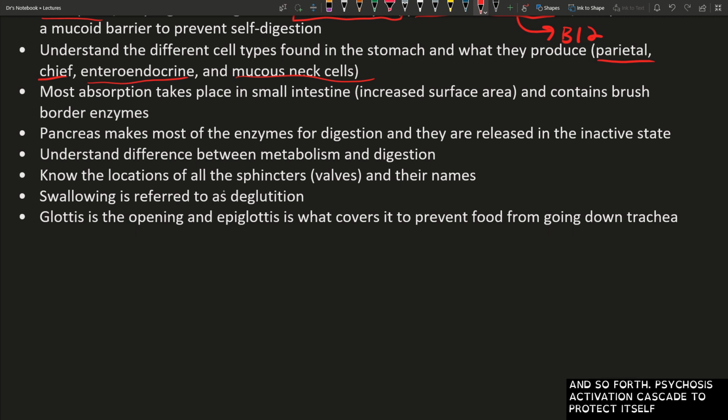Then also part of the anatomy, know the locations of the major sphincters that we have throughout the GI tract. So we have the cardiac sphincter coming into the stomach. Then you have the pyloric sphincter exiting the stomach. Then you have the ileocecal sphincter or valve, and then going through the large intestine and out. And again, knowing all the anatomy of going through the digestive system is important, mostly for the practical.